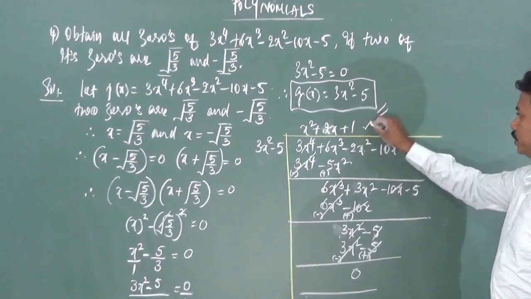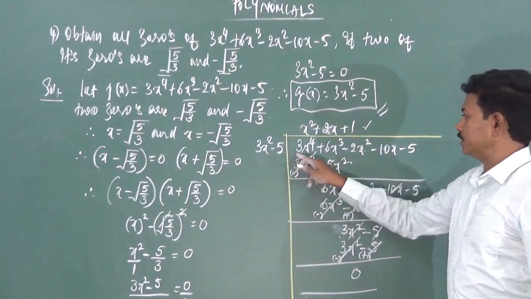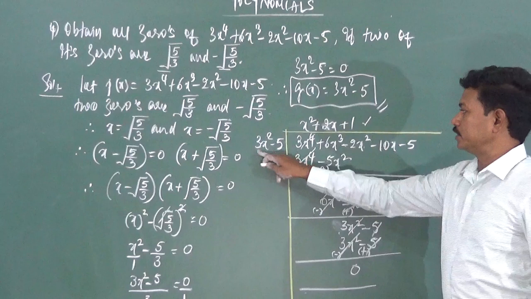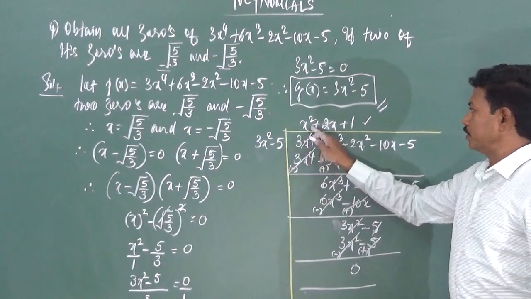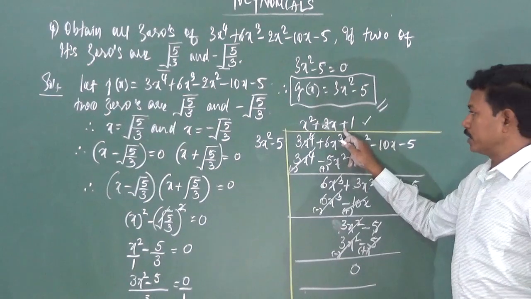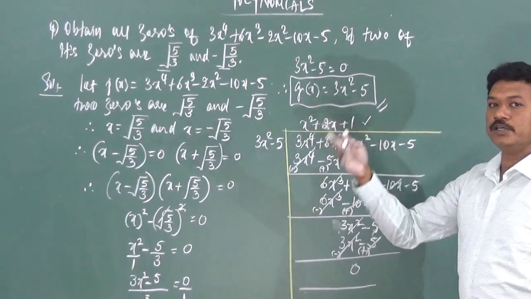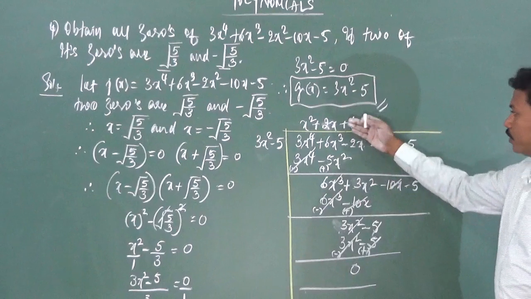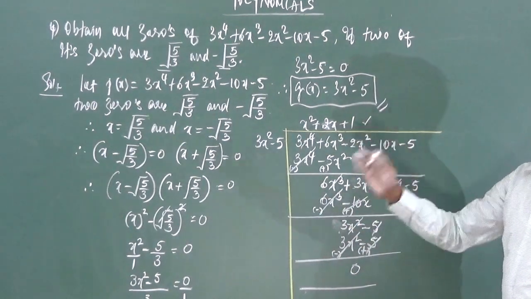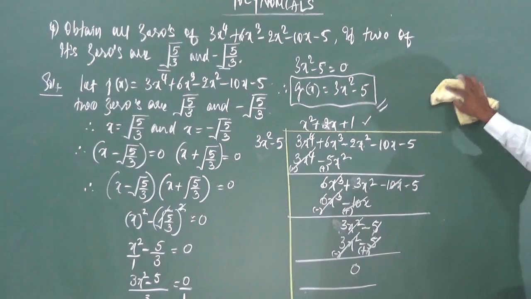Here look at the quotient. So when we divide this polynomial by this combination of two zeros, that is 3x square minus 5, we have got this quotient. So inside this quotient, which is a quadratic polynomial, the two zeros are hidden inside it. So to take out those two zeros, we have to factorize this by the sum and product method. So let us do it.